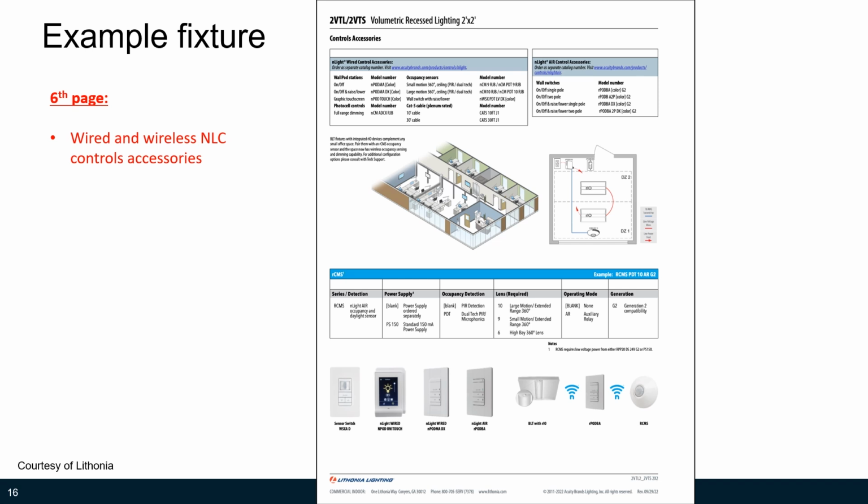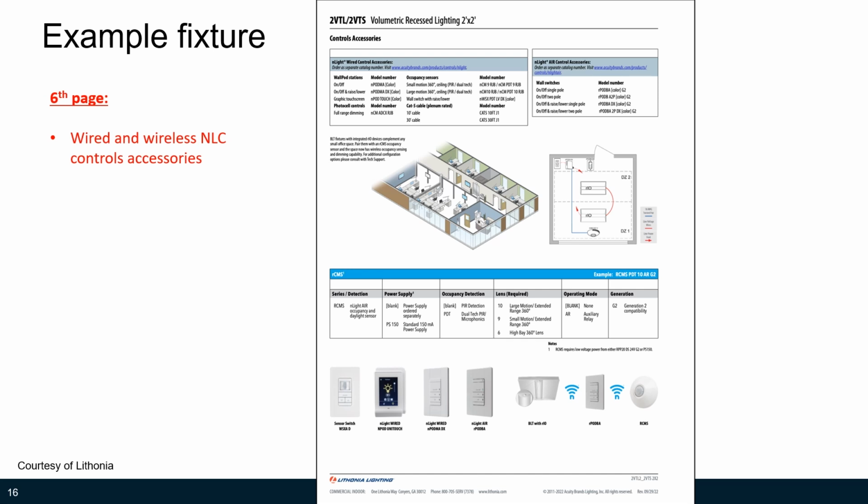Then on the 6th of the 7-page series, you'll see a listing of additional controls accessories for both wired and wireless versions of their network lighting control system. So this is showing a variety of switch and dimmer options and a variety of other controls options, sensors, and so forth, with more information about how that works.